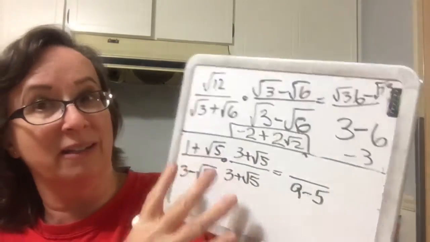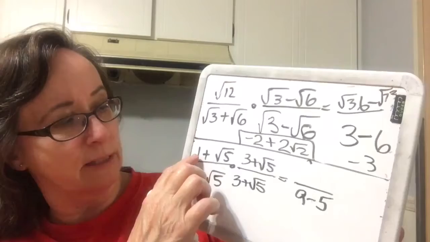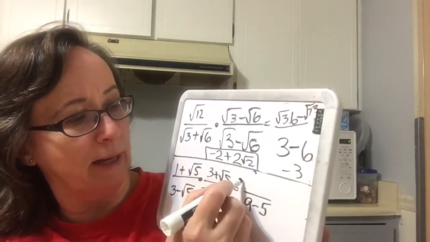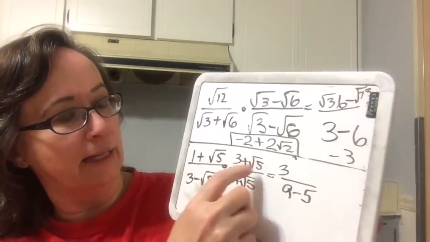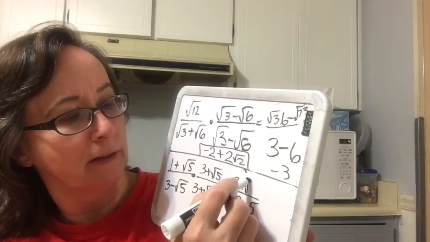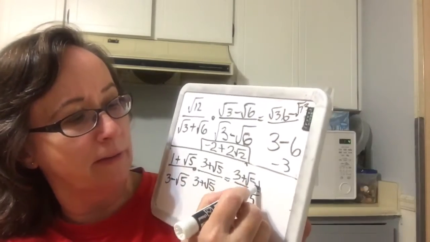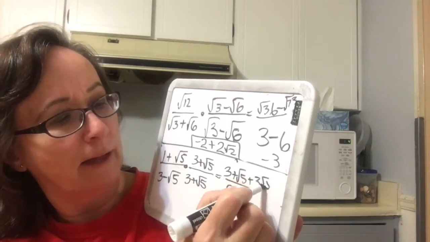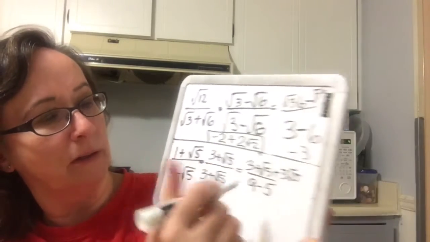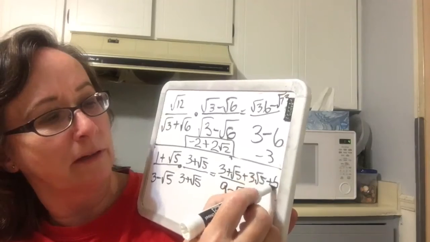And the numerator is going to have to FOIL. Okay, so the first term is 3. The outside is the square root of 5. The inside is 3 square root of 5. And the last 2 is just another 5.